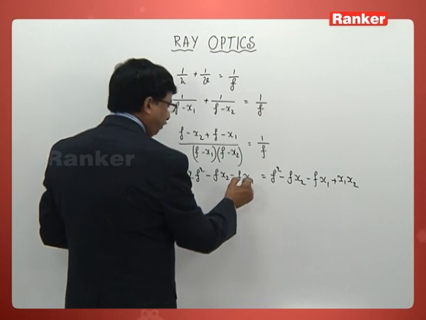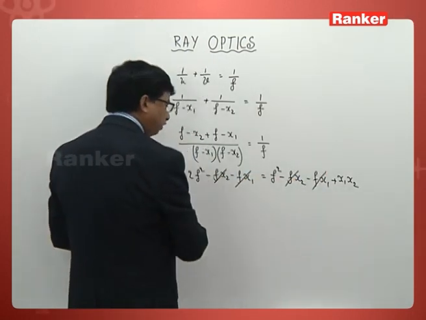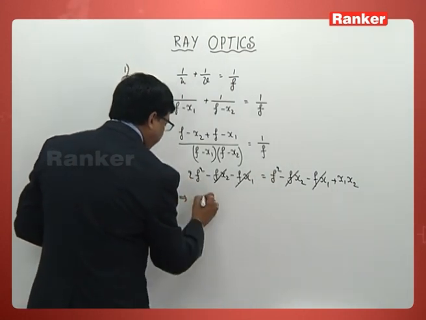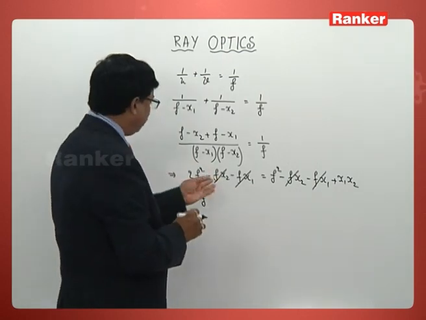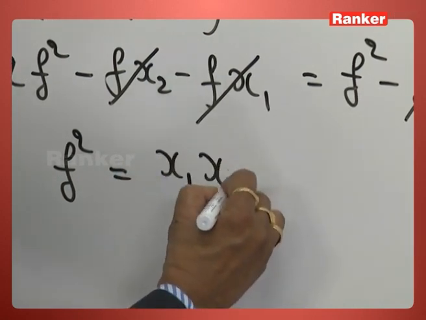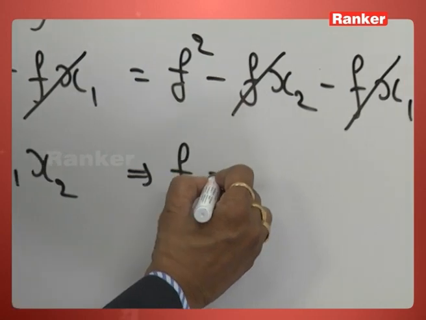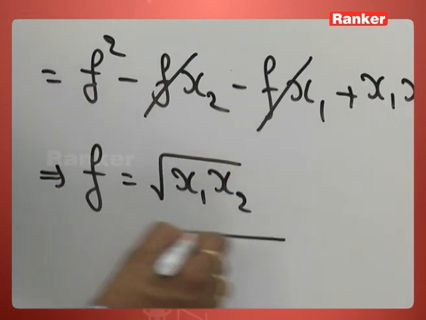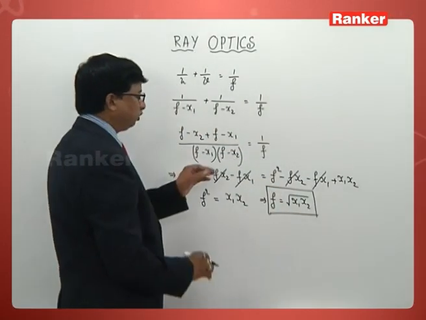Now on both sides minus f x1 you can cancel, minus f x2 you can cancel. Bring this f square this side so that you will be left with 2f square minus f square. That now becomes f square, that is equal to x1 x2. What is the focal length of the mirror? That is the question. So f now becomes square root of x1 x2. That is the correct equation.